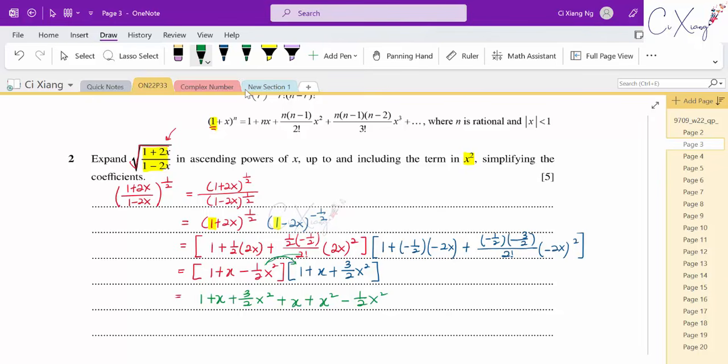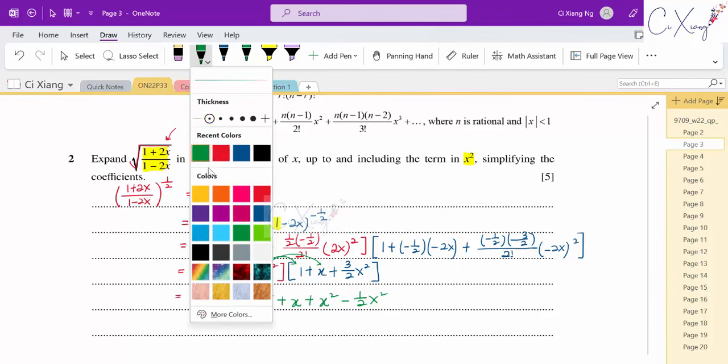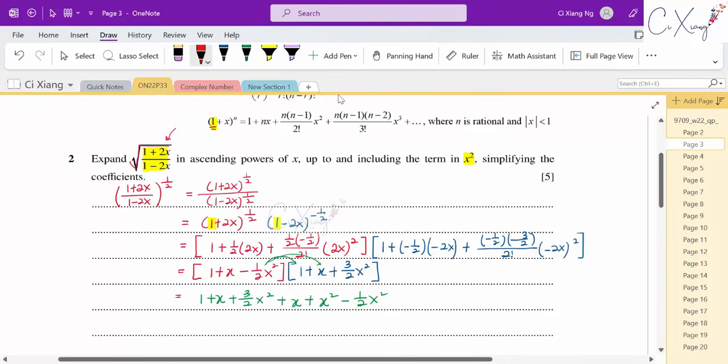Again, if I continue to expand, I will get x power 3 and x power 4, which are not needed in our final answer, therefore I will not expand it anymore. So I will just stop here.